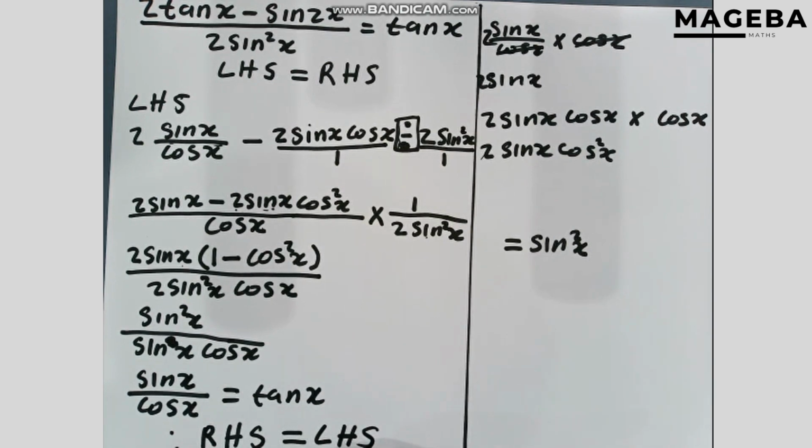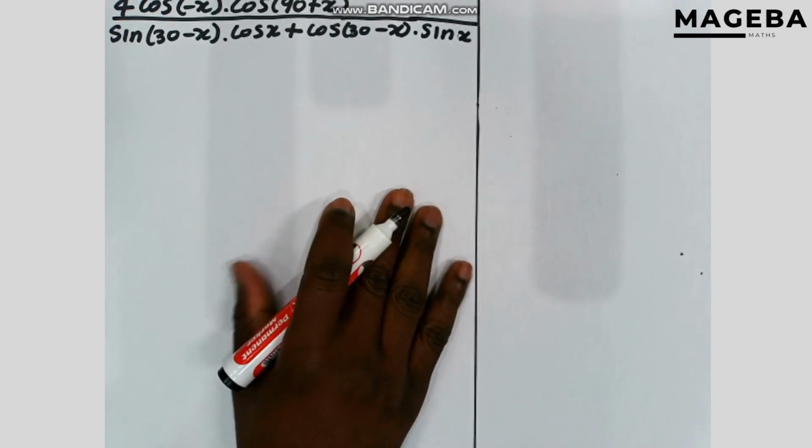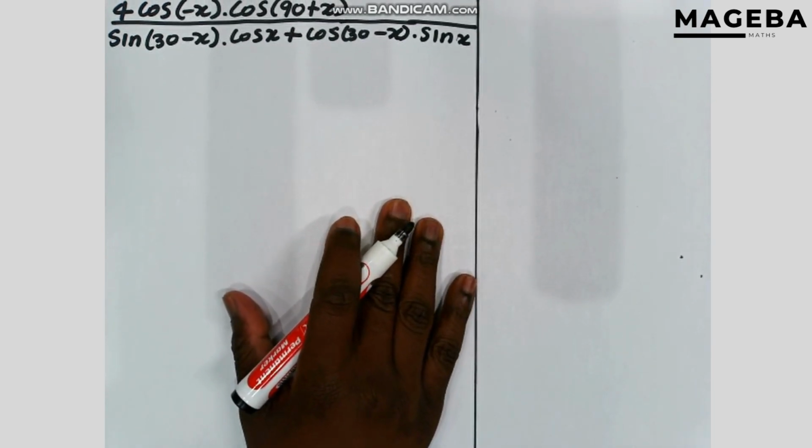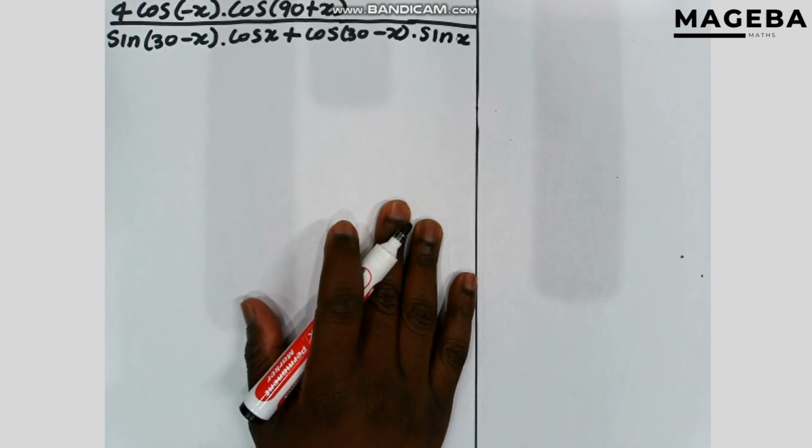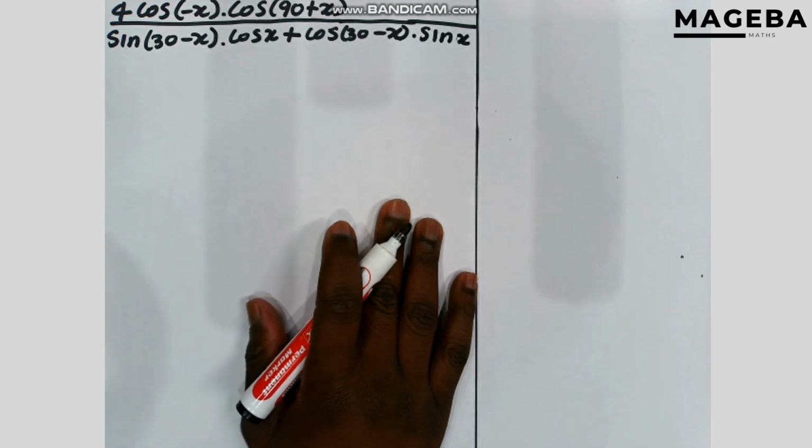Thank you so much. Okay guys, now we will look at this example, but this example now is not proving, it's simplifying, where we mix our reduction and our compound angles. So this one is saying 4 cos of a negative x, then cos of 90 plus x, all over sine 30 minus x cos x plus cos 30 minus x times sine x.